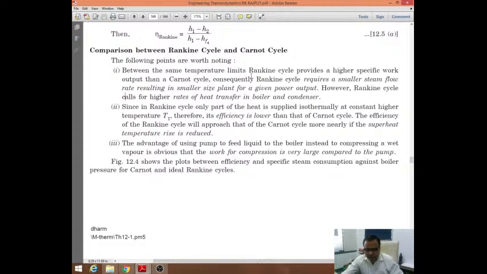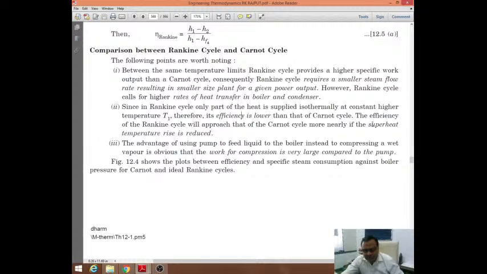Because of that, the Rankine cycle requires smaller steam flow rates, resulting in a smaller size of the plant for a given power output. However, the Rankine cycle requires higher rates of heat transfer into the boiler and condenser, which is very important. Since in the Rankine cycle only part of the heat is supplied isothermally at constant higher temperature, its efficiency is lower than the Carnot cycle. The efficiency of the Rankine cycle will approach that of the Carnot cycle if the superheat temperature rise is reduced. It's a problem.